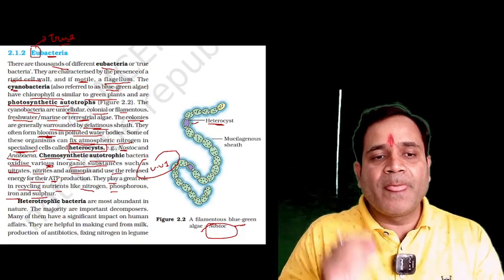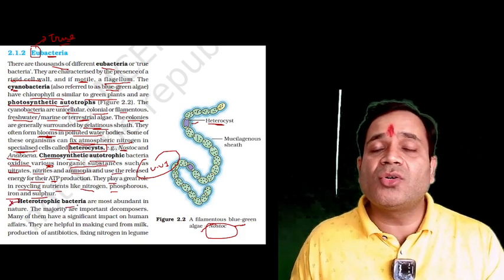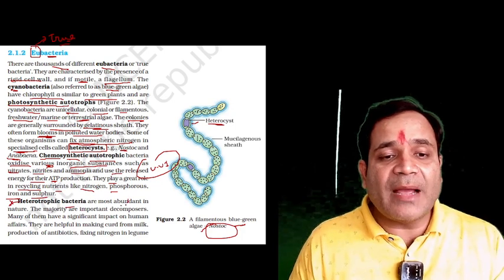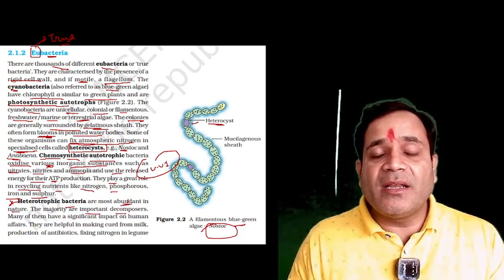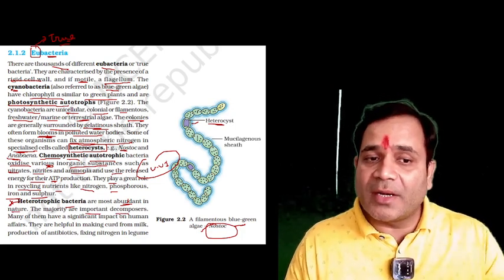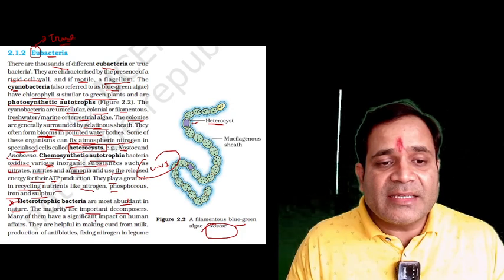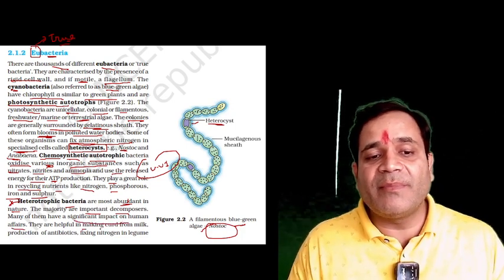Right, correct here. Now it is time to know about the heterotrophic bacteria. Heterotrophic bacteria are the most abundant in nature. The majority are decomposers, mainly used to decompose organic materials, and they also have a significant impact on human affairs. They also help in making curd.